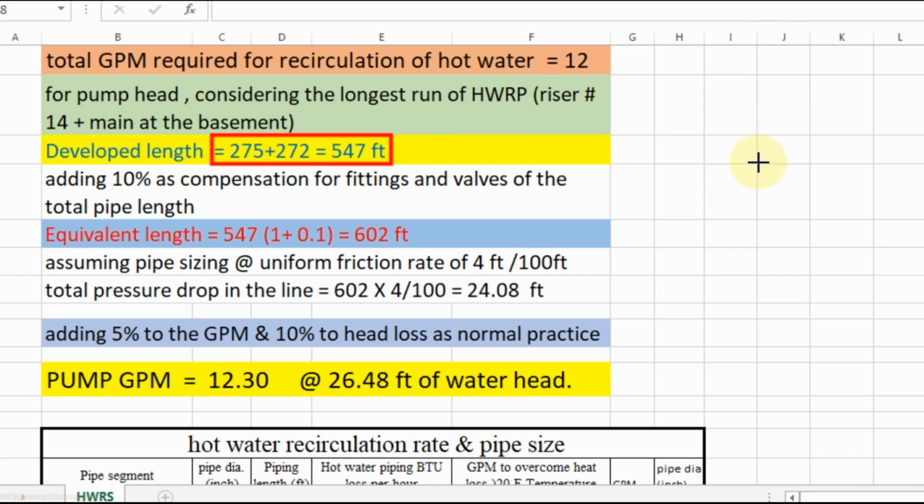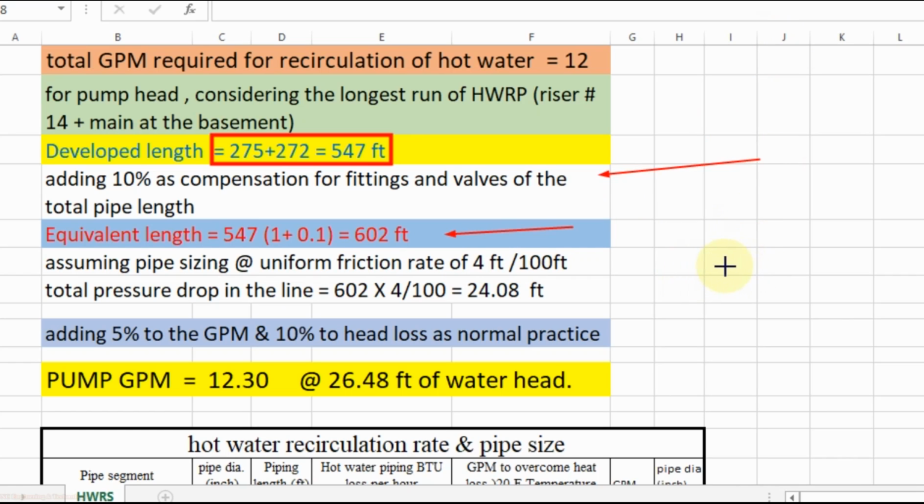Now we will add 10% as compensation for fittings and walls to the total piping length. As these are risers, we will not need more fittings, so we will take only 10%. Then the equivalent length will be total developed length plus 10% of total developed length, and it will be equal to 602 feet.